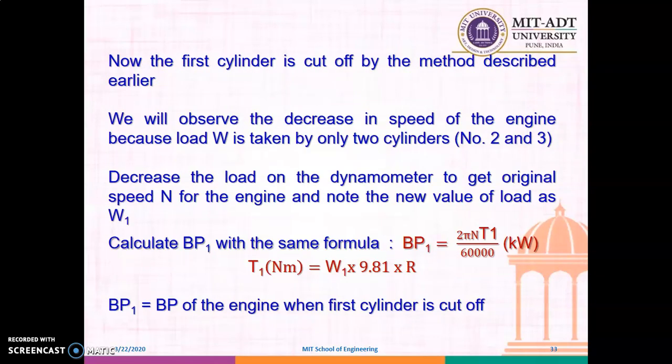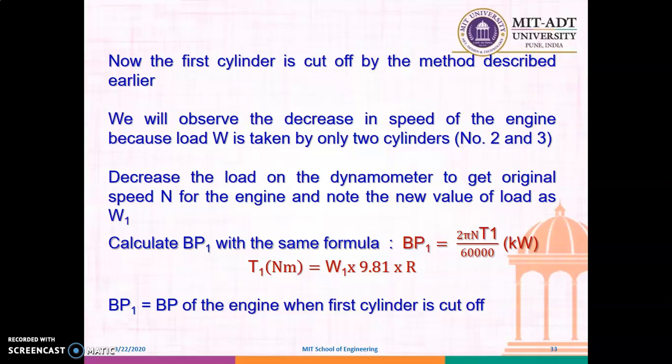Now the next step is you have to cut off the first cylinder by the method described earlier. What we have assumed is that the engine in the Morse test is a petrol engine, so we are cutting the electric supply to the first cylinder, so it is made non-working. As soon as the first cylinder is made non-working, the load remains the same, that is W, and now that load is taken by only two cylinders, cylinder number 2 and 3, and the first is non-working.